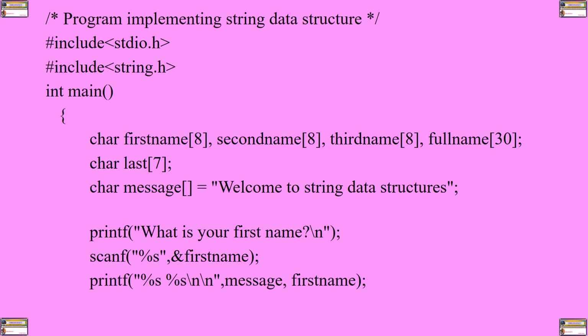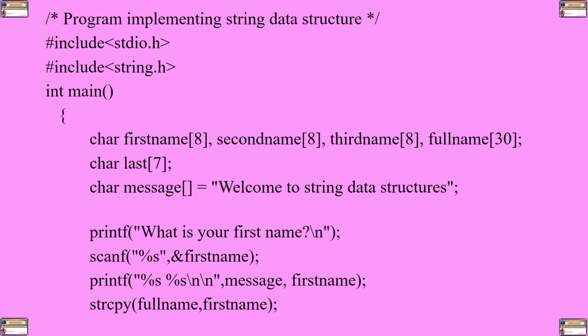And therefore, when this statement is executed, it will read as follows. If, for example, the content in memory location called first name is Julius, then this is what will be displayed on the screen: Welcome to string data structures, Julius.